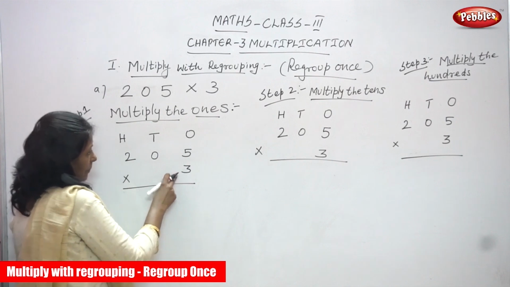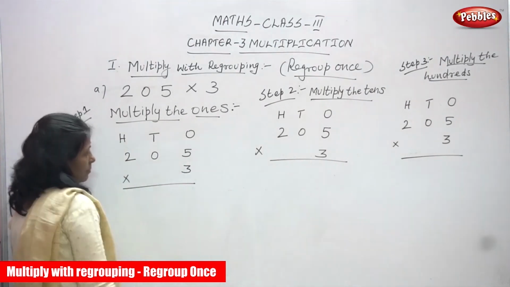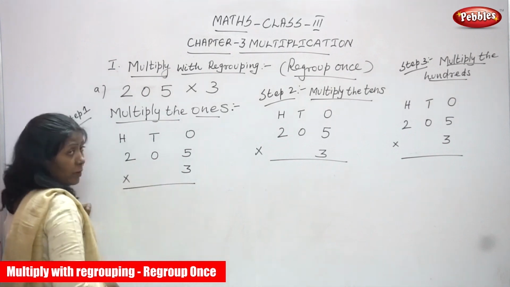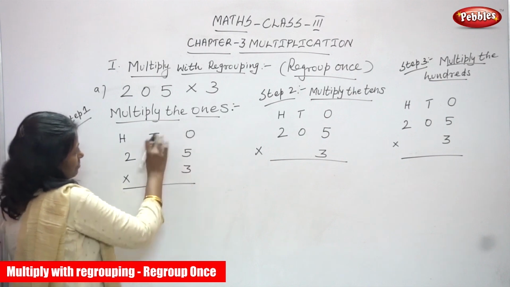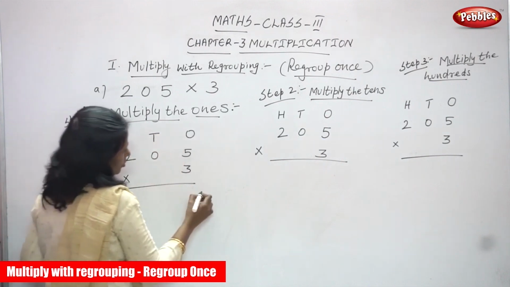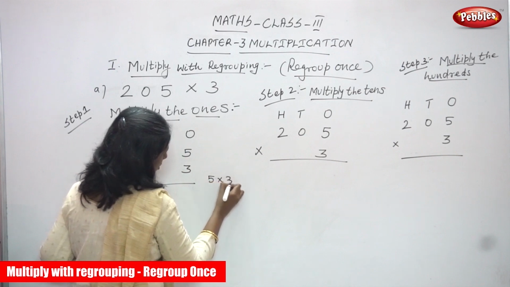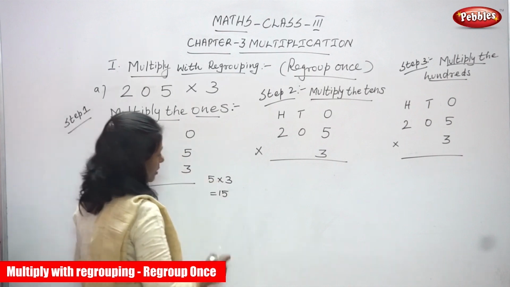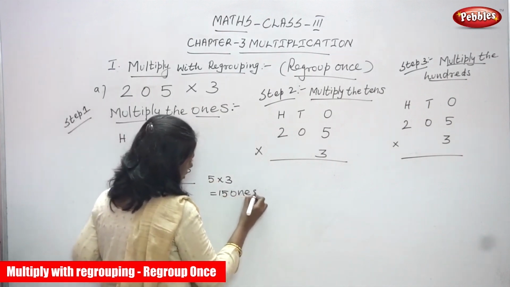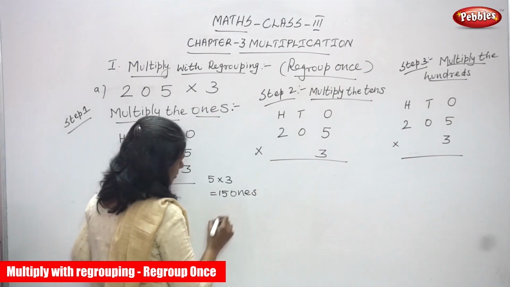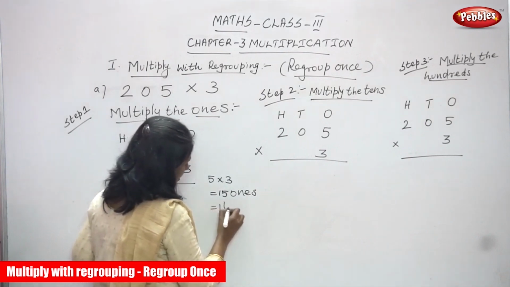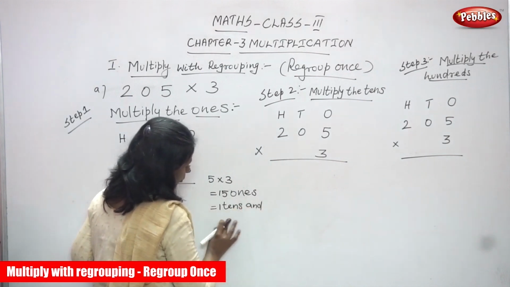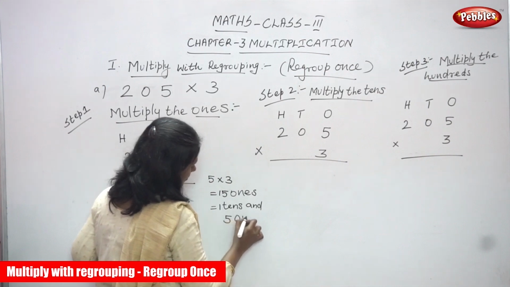So you are going to multiply a 3-digit number with a single digit number. I am going to multiply 205 by 3. First I start with multiplying the ones. 5 into 3 you can get 15. That is, 5 ones multiplied by 3 gives 15 ones. So you have to write 1 tens and 5 ones.